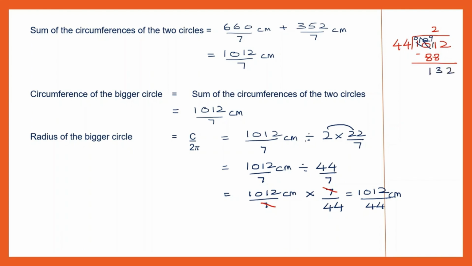Now let's try 44 into 3. 44 into 3. 3 fours are 12, carry 1. 3 fours are 12, plus 1, 13. So we've got 132. So 44 into 3 is 132. Minus, we get 0. So when you divide 1012 by 44, we get 23. So that is 23 centimeters. So we have found the radius of the bigger circle to be 23 centimeters. So this is our answer.